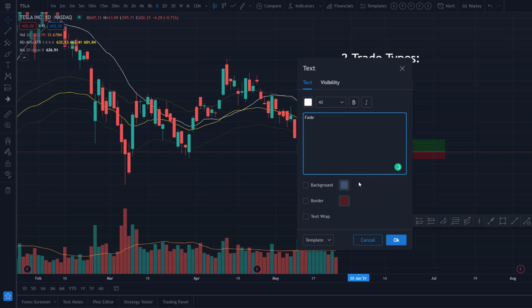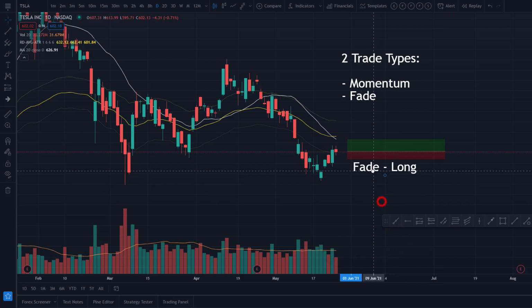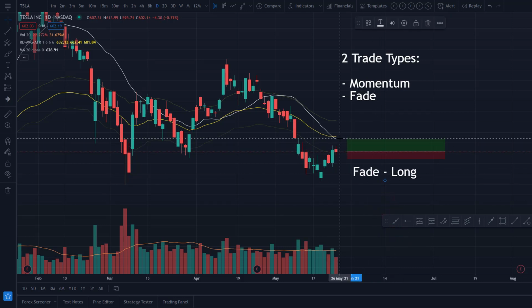If we enter this trade now, the trade that we are entering right now is a fade trade, and it's fade long. Why is it fade long? Well, the momentum of this chart is momentum short on this time frame, and we're entering on the daily time frame, and this trade, because it's against the momentum of the chart, is a fade long trade.